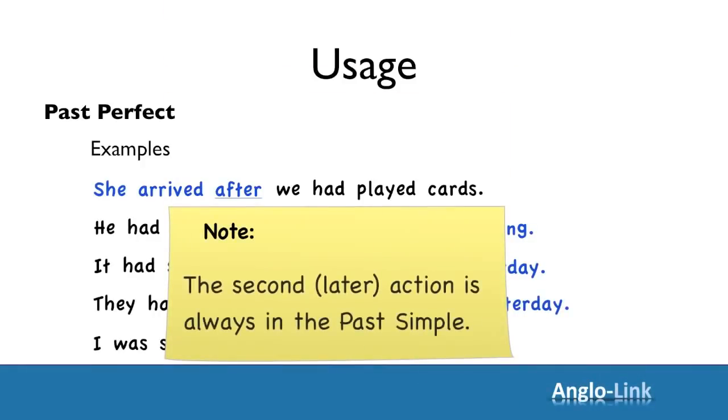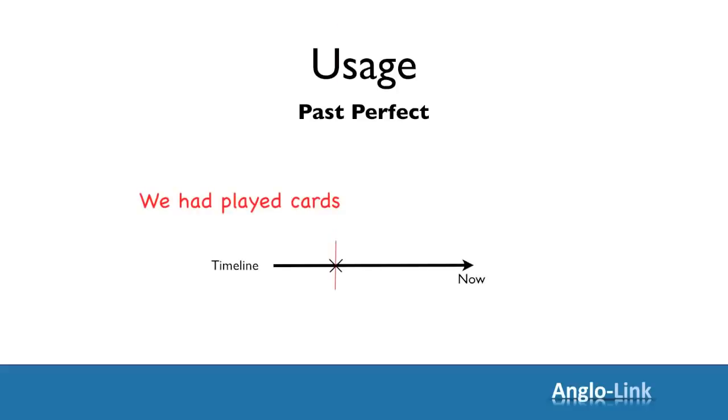Note that the second or the later action is always in the past simple tense. Let's have a look at the timeline for the past perfect tense. We had played cards before she arrived. One action was completed before the second later action.